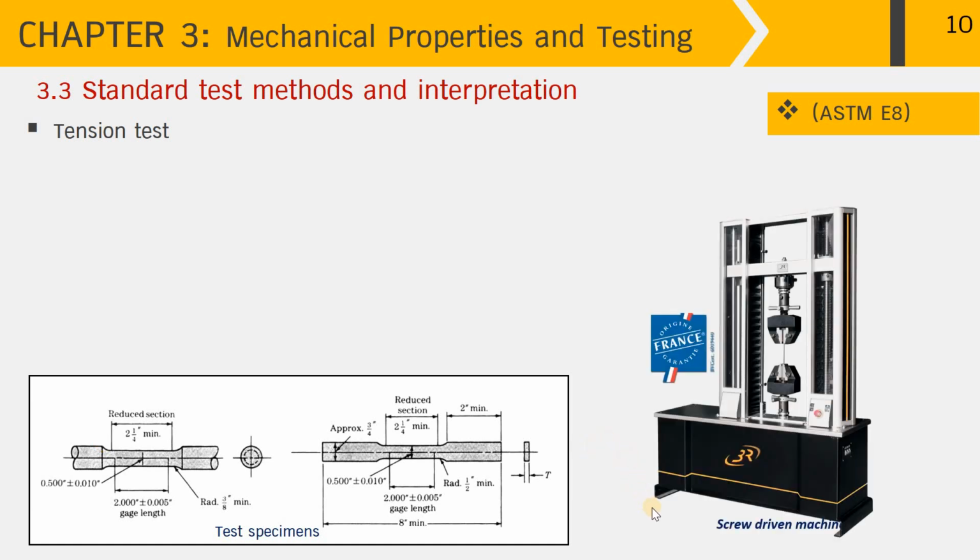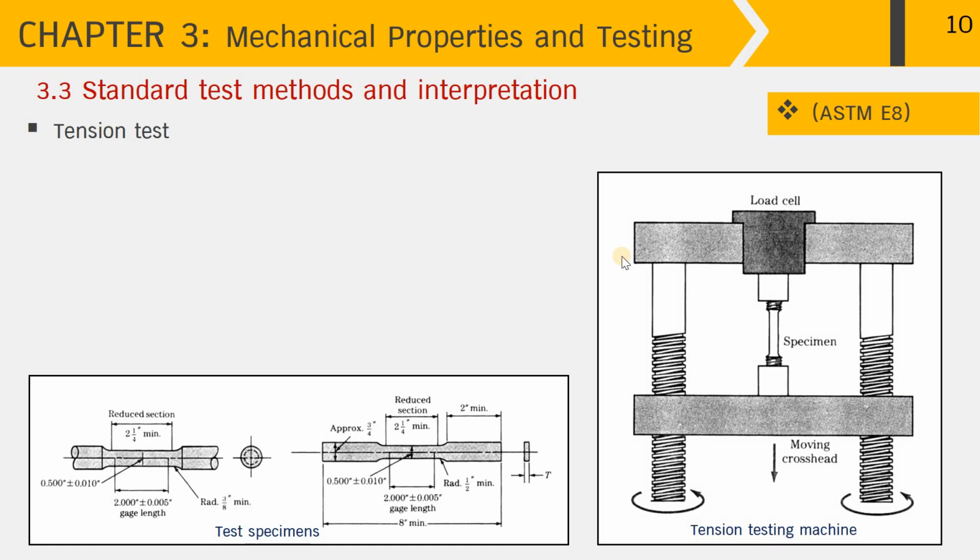And on your right-hand side here is the example of the universal testing machine. It can be either screw-driven or hydraulic. And this type is the screw-driven machine, as you can see along here. The test specimen will be gripped along both ends and then carry on testing by moving the screw. And to make it easier, let me introduce you this schematic diagram showing the tension testing machine.